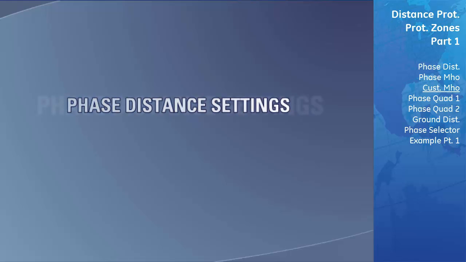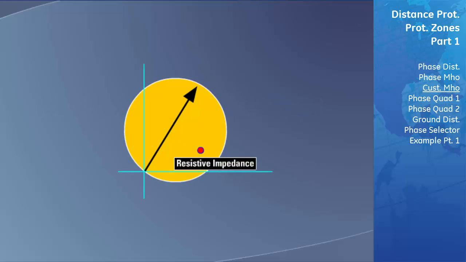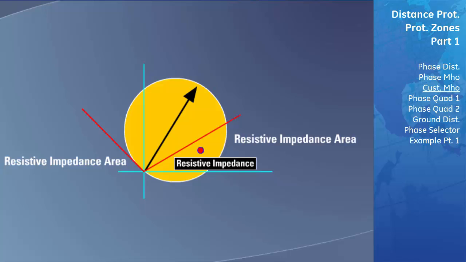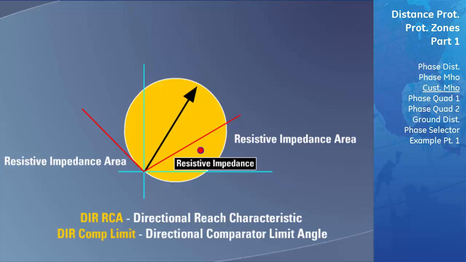As mentioned before, heavily loaded systems can cause the impedance of the power system to creep into the MHO zone of protection. It is often needed to cut off the resistive section of the MHO characteristic so that the D60 will not trip when the impedance of the system enters this area. The next two comparators work together to limit the amount of resistive impedance that is included in the MHO circle. First is the DIR-RCA, which stands for the Directional Reach Characteristic Angle. Next is the DIR comparator limit, which stands for the Directional Comparator Limit Angle. They both are used to cut off the bottom portion of the MHO circle so that the resistive section of the characteristic is kept as small as possible.